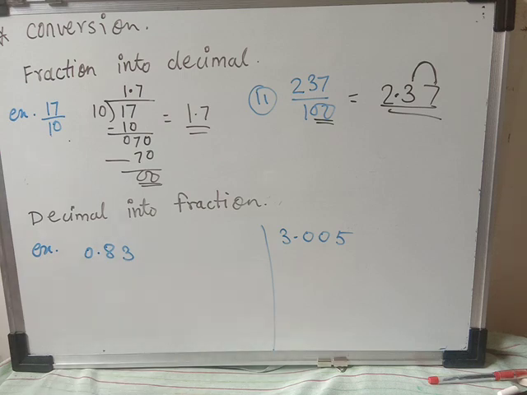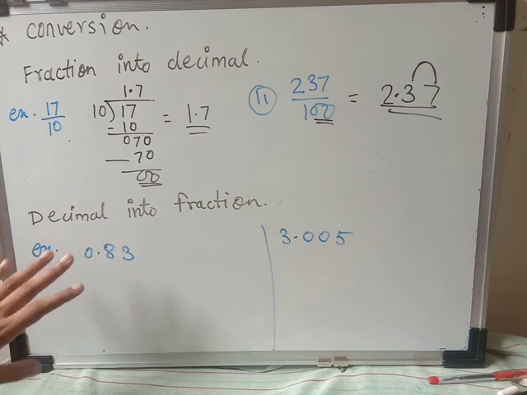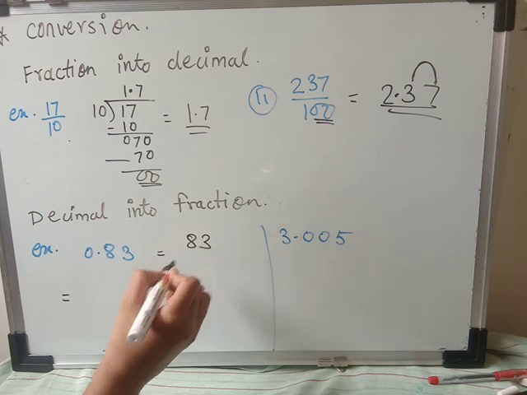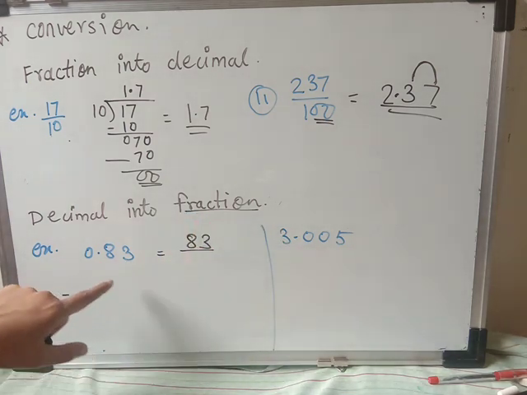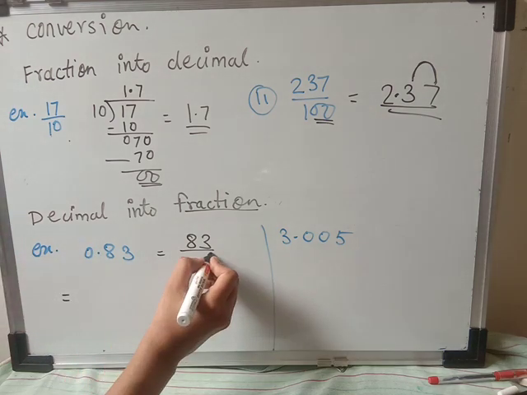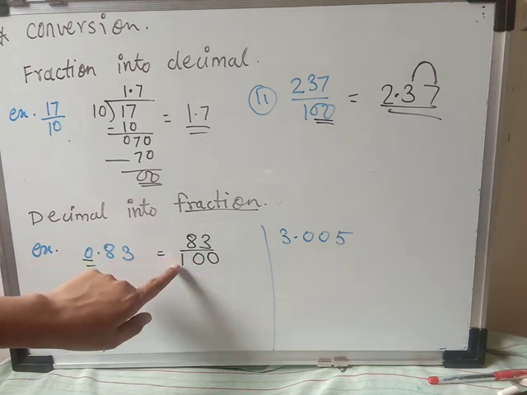Okay, now decimal into fraction. How to convert the decimal into fraction? A simple way, the same thing you have to do. First, write down whatever numbers are there after the decimal, without the decimal. The 0 is there, which means nothing is there, so here I will write 83 as it is. Now I want to write it in fraction form. After the decimal, how many places are there? 2. So here will come 2 zeros, and this place will take 1. So 83 upon 100.